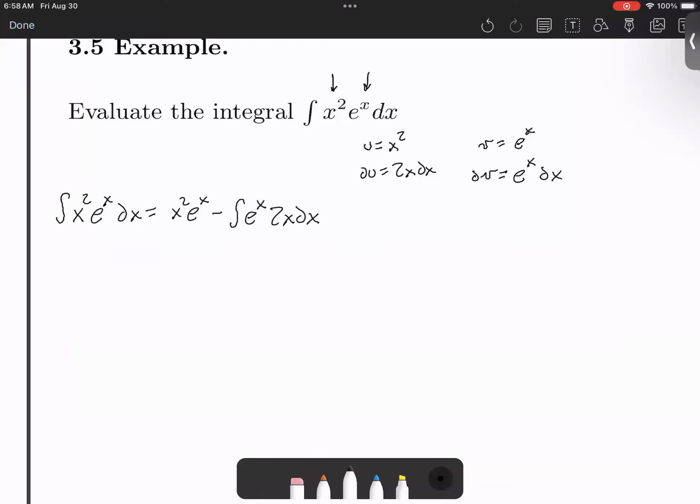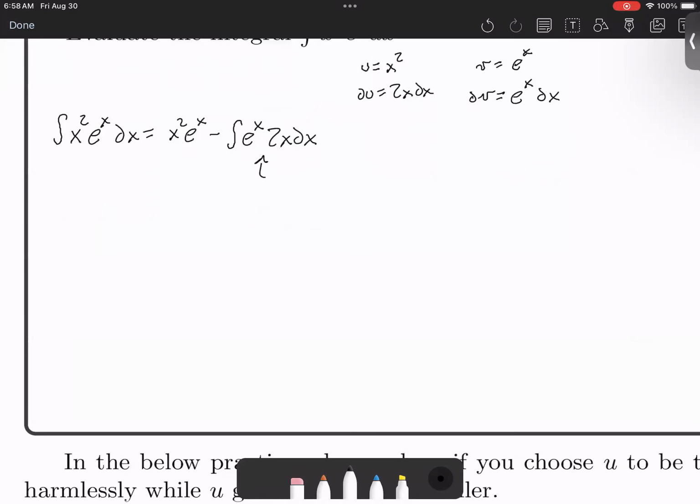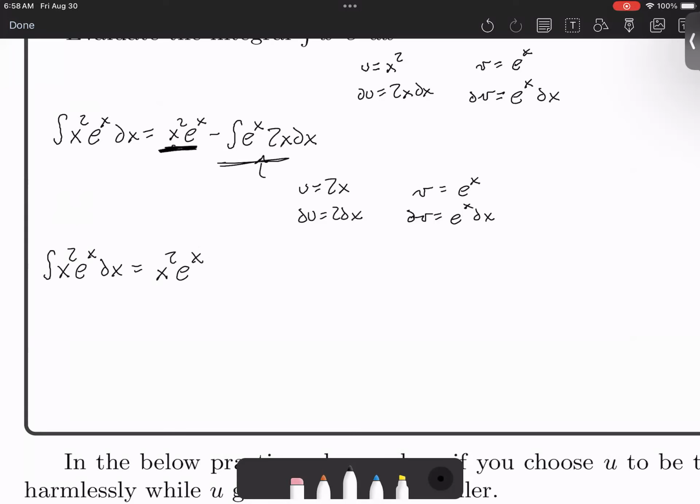But this lends itself to another integration by parts. So let's do it again. We will choose to differentiate the 2x because it will become more simple, and we will integrate the e to the x. So this integral, x squared e to the x dx, is written as x squared e to the x, and then minus the integral.